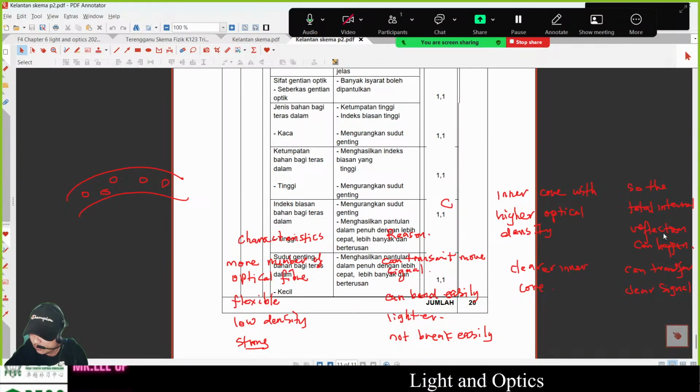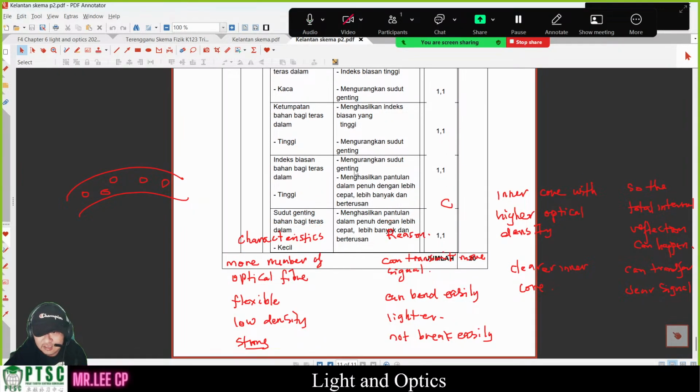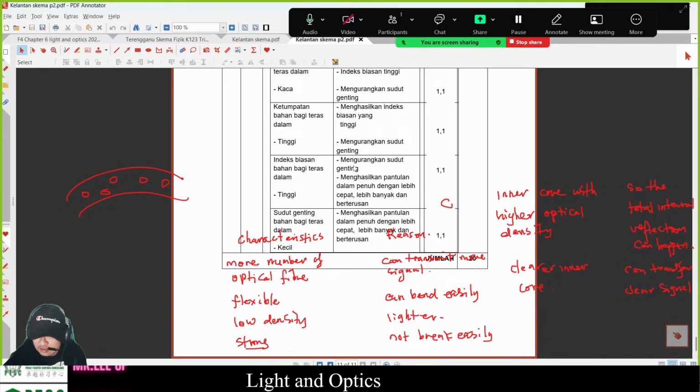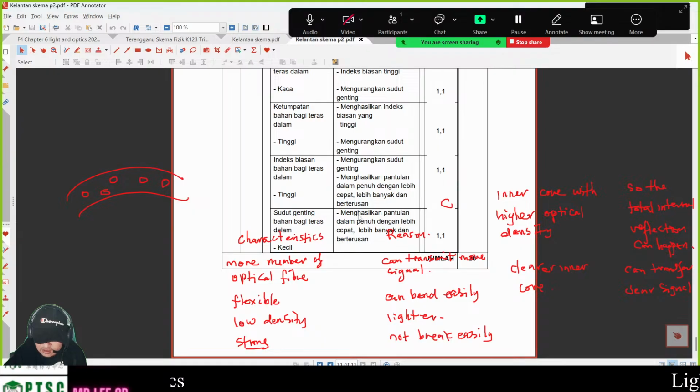Alright, so total internal reflection can happen. So reduce the critical angle so that the total internal reflection can happen. So indeks biasan bagi teras dalam yang tinggi. So kurang sudut genting, menghasilkan pantulan dalam penuh. Same thing as this one. So sudut genting bagi teras dalam yang kecil, menghasilkan pantulan dalam penuh lebih cepat, lebih banyak dan berterusan.